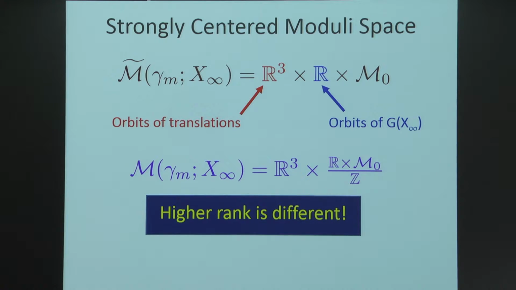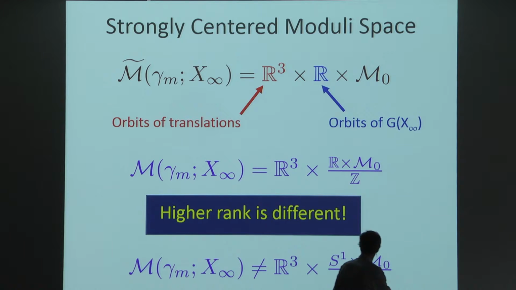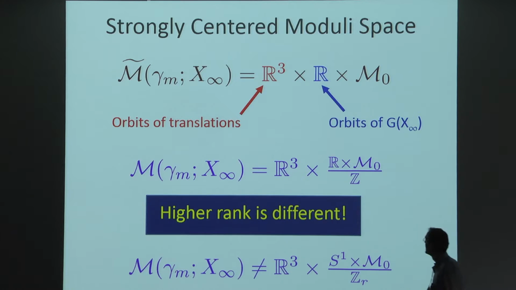Okay, now one of the themes of this talk is that higher rank is different. So many of you in the audience have written papers on this, and often this formula appears in your papers, but this really only applies to SU2. There's no finite index quotient that acts trivially on M0 at higher rank.